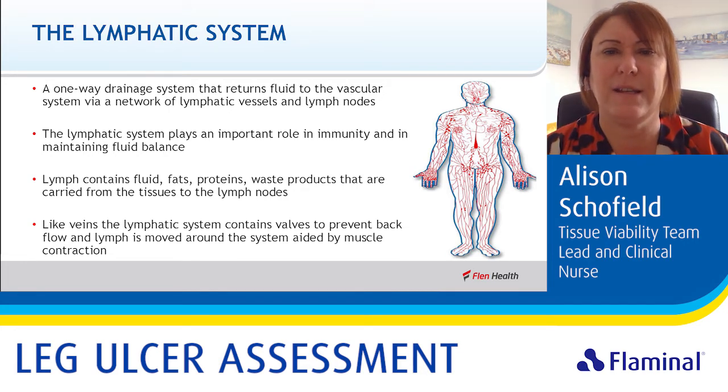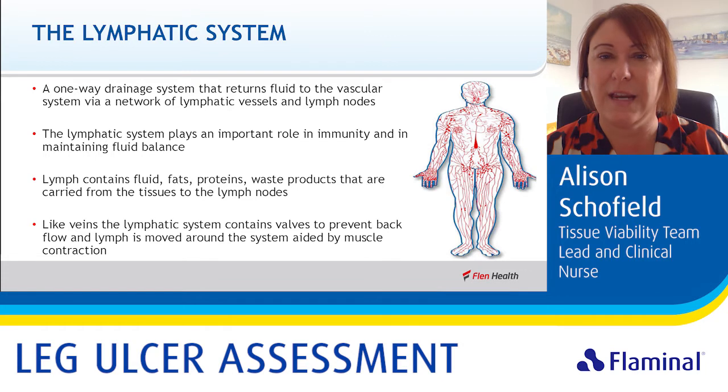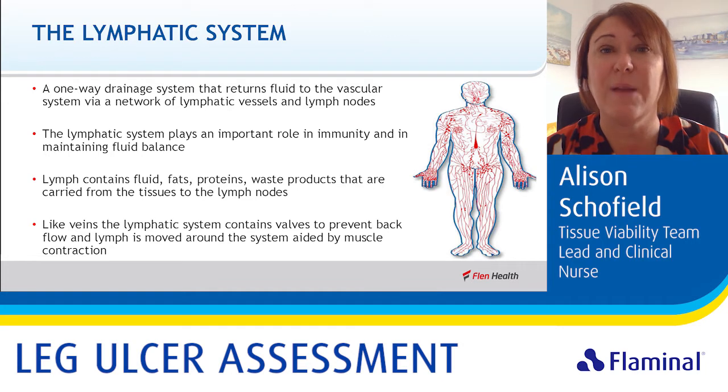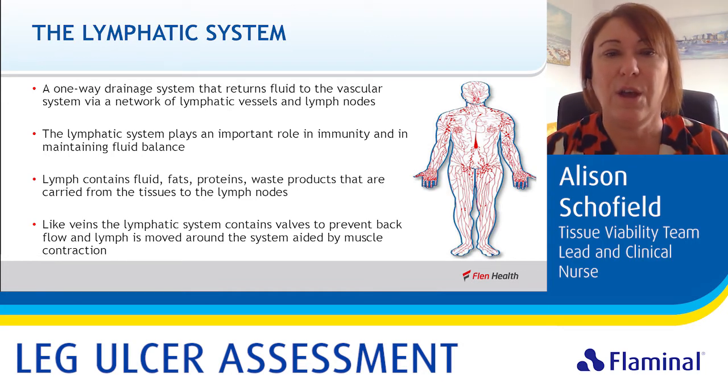So the lymphatic system plays such an important role with our immunity and maintaining fluid balance in the body. The lymph fluid contains fluid, fats, proteins, and all the waste products that are carried from the tissues to the lymph nodes. Like the veins, the lymphatic system contains valves, which prevent that backflow of fluid, and then the lymph is moved around the system aided by muscle contraction. So it's all working together.